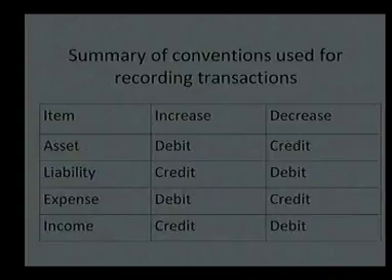For example, if there is a decrease in asset, we record it under credit side. If there is a decrease in liability, we record it under debit side. If there is a decrease in expense, we record it under credit side, and similarly if there is a decrease in income, we record it under debit side.